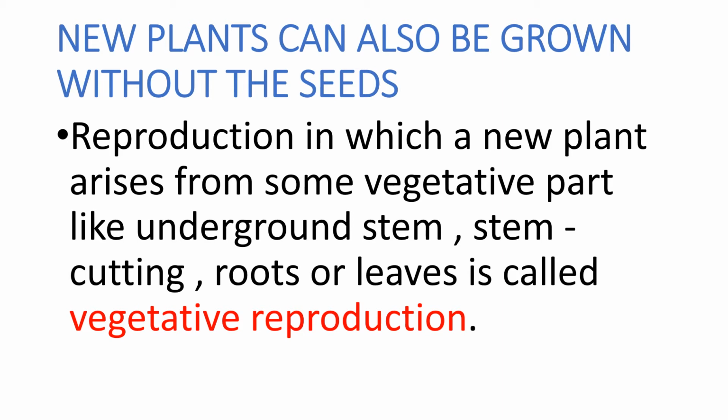This type of reproduction, in which a new plant arises from some vegetative part like underground stem, stem cutting, roots or leaves, is called vegetative reproduction. Here we have not used seeds to grow a new plant. We have used the vegetative parts.